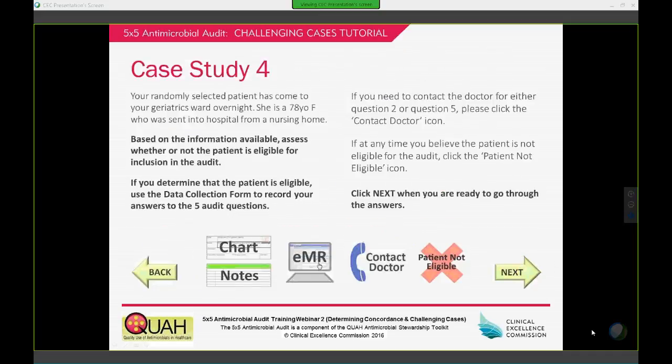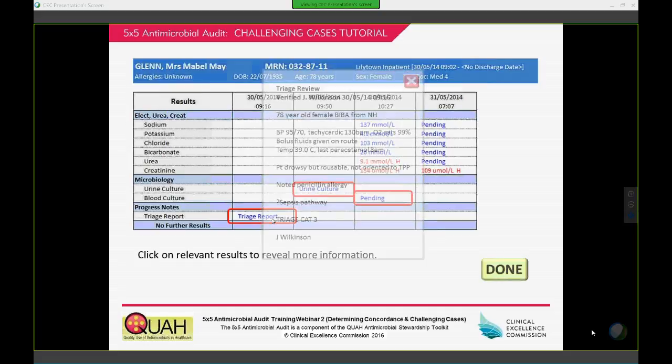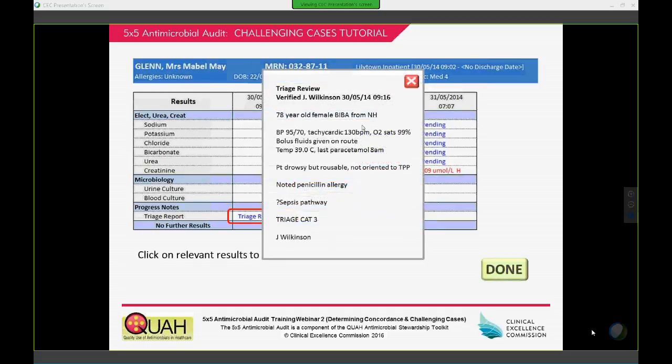And we've got a few things here. So we've got a blood culture that's just pending, so that's not going to tell us anything. But we'll have a look at the triage report. 78-year-old female brought in by ambulance from a nursing home. Got some observations there. Patient drowsy, not rousable, noted penicillin allergy, query sepsis pathway. So this is a typical triage report where it gives us just little tidbits of information to kind of set the picture for this patient.